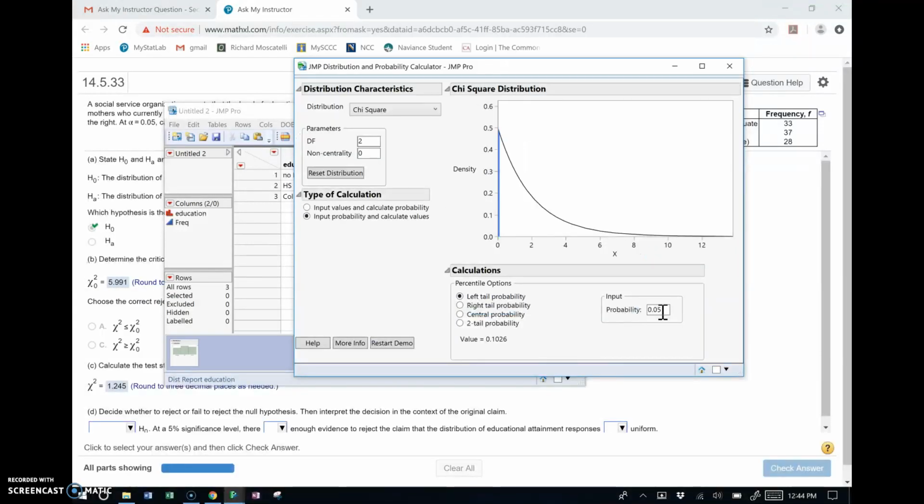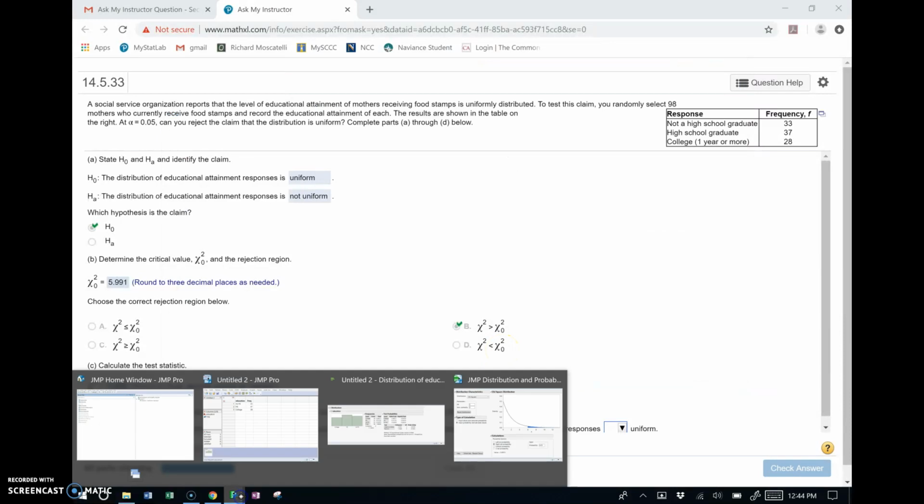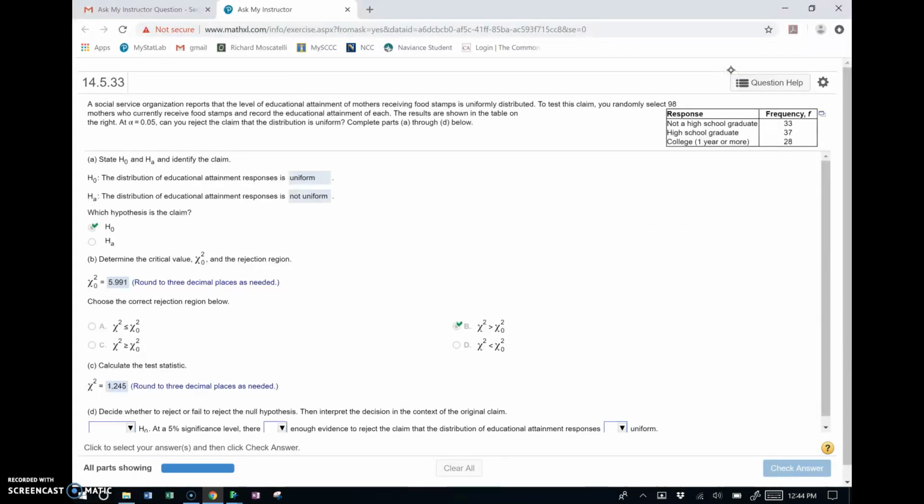But so the right tail probability is 5%, and you could say 5.9915. And if I go back here, getting the critical value of 5.991. So you could get these critical values from the chi-square table that's in the table section, or you could, don't forget, use your calculator in JMP. All right, so I hope this helps you out. This data is in fact uniform.